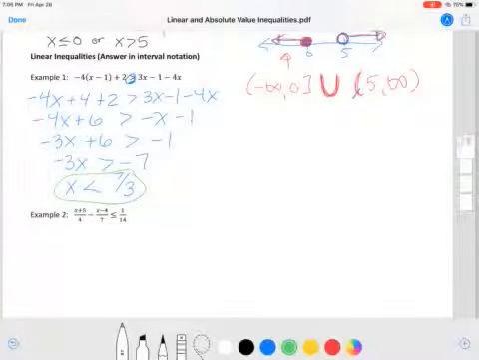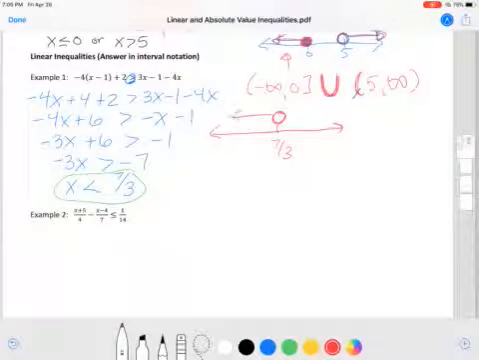But we want to practice putting this in interval notation. So to put it in interval notation, I'm going to look at the number line. Here's 7/3. Our answer says I want everything less than 7/3, not including 7/3. So I'm going to put a circle above 7/3 to indicate we're not including it. And I'm going to put my arrow to the left because we want everything less than that.